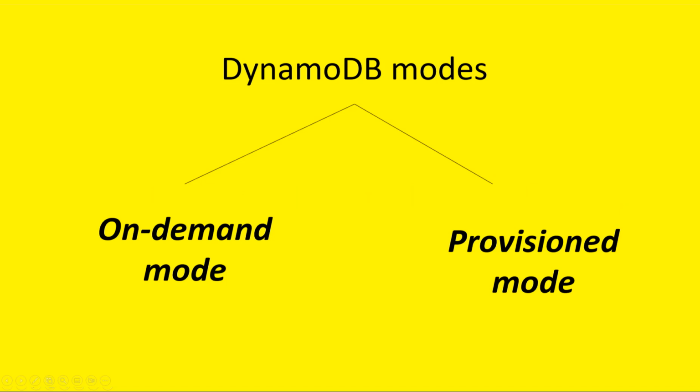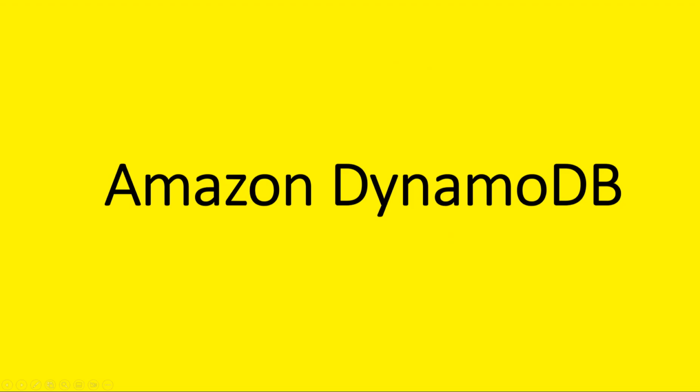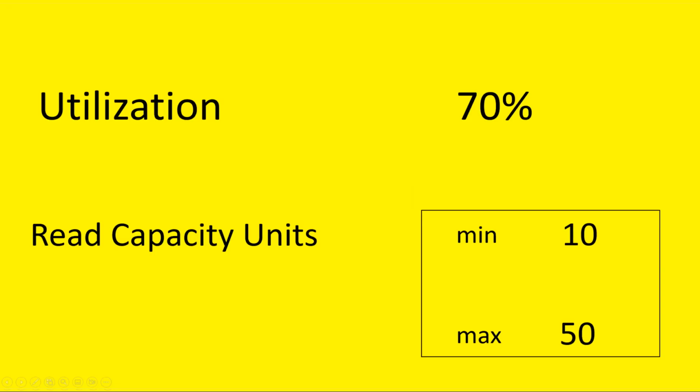To configure auto-scaling, you specify a minimum and maximum RCU and WCU, a minimum and maximum write capacity unit and read capacity unit. You also specify a desired utilization percentage. DynamoDB will automatically adjust your RCU and WCU to keep your utilization at this percentage. For example, suppose you set a utilization of 70%, a minimum RCU of 10, and a maximum read capacity unit of 50. So 70%, 10 and 50 in terms of reads at least.